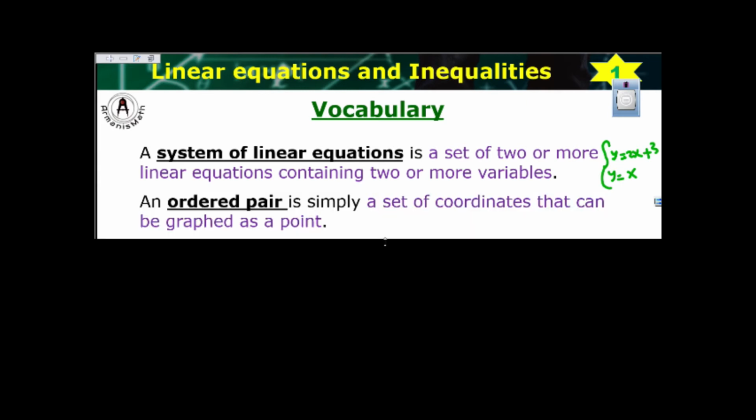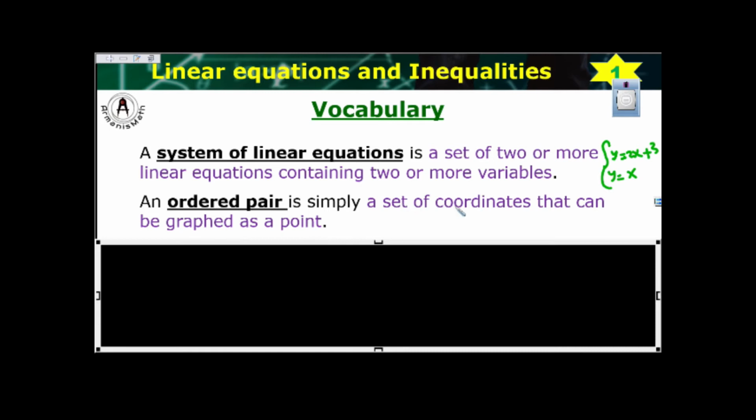An ordered pair is simply a set of coordinates that can be graphed as a point. Basically, they're saying this is an x and y point. 2, 3, 5, 6, 0, 0.